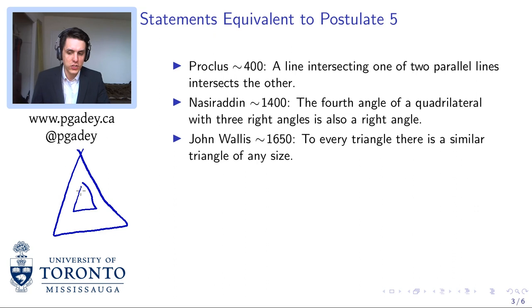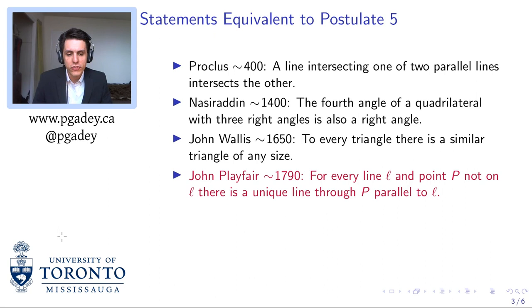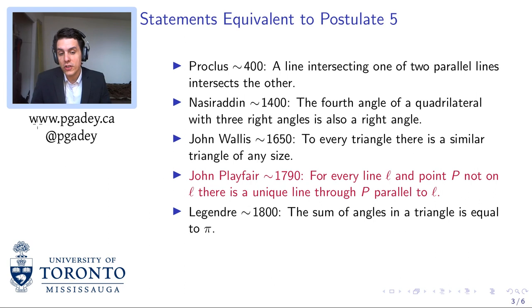I've highlighted this axiom due to John Playfair because this is often used in high school geometry textbooks. So this says, if we have a straight line L and a point P not on L, then there is a unique line passing through P parallel to L. Okay, so this is a fairly common equivalent to the fifth postulate that you might have seen in high school and which we'll explore throughout this course. Okay, here's another equivalent, this time due to Legendre, so in the French mathematical tradition, which says the sum of angles in a triangle is equal to pi.